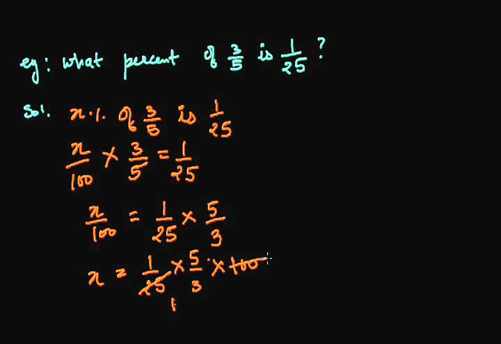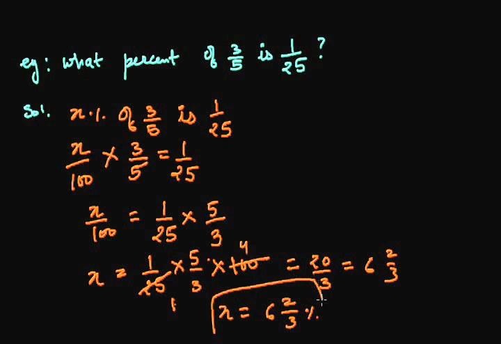25 ones are 25, and 25 fours are 100. Therefore it will be equals to 20 upon 3, that will be equals to 6 2 by 3. Therefore x will be equals to 6 2 by 3 percent. Therefore the answer, what percent of 3 by 5 is 1 by 25, is 6 2 by 3 percent.